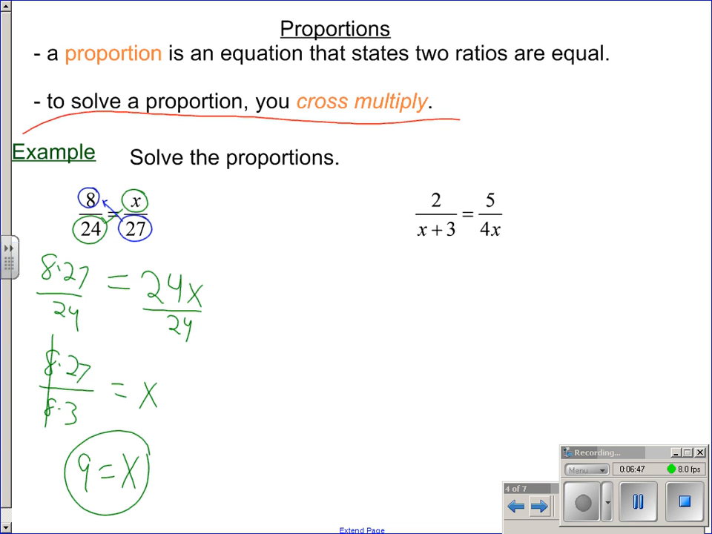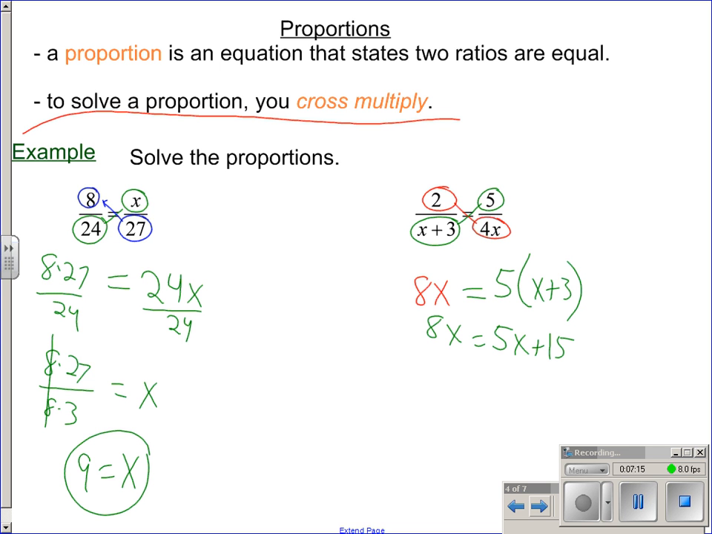For this second example, same idea. We're going to cross multiply. So this times this, and then we're going to do this denominator times this numerator. So we would get 2 times 4x is 8x equal to x plus 3 times 5, which means we have to do some distributive property. So we get 5x plus 15 equal to the 8x, and now we're just solving for x. So subtract your 5x, 3x equals 15, x is 5.